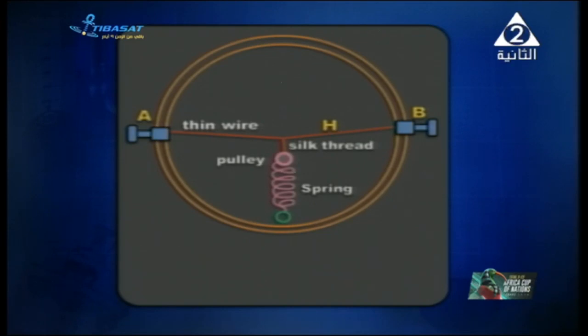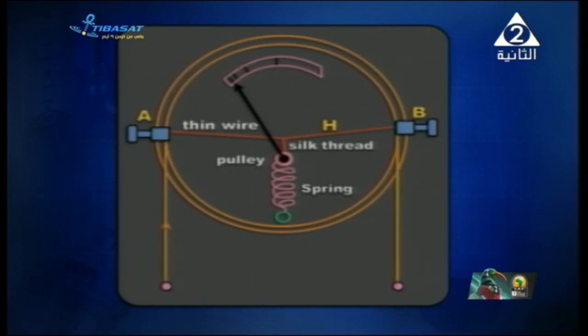And also we've got a pointer that moves on a scale. Your attention, please. The scale is not uniform. It's not equally spaced. It is shown in front of you. And also we've got something like a shunt to increase the range of the device. This was about the structure of the hot wire ammeter, and this is very important, and you should learn how to draw it.